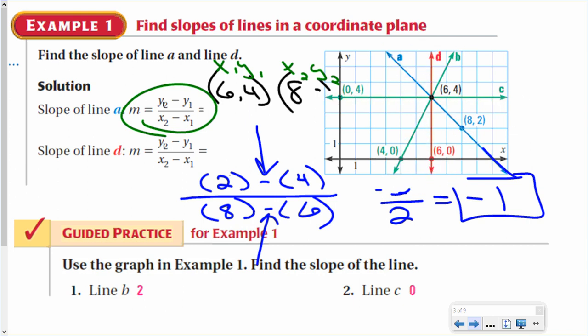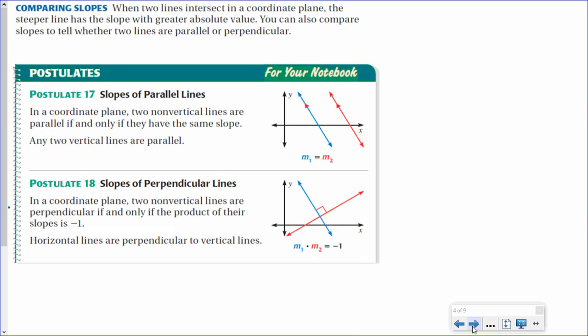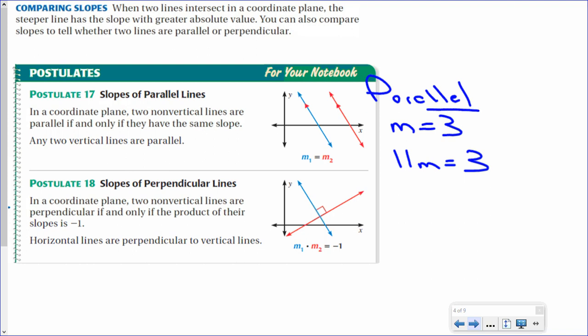Okay, so parallel and perpendicular lines. Here's what's important to know. Parallel lines have the exact same slope. So let's say that your m is 3. A line that has a parallel slope would also be 3. That's what I would put into your notes right here. Give it a heading of parallel. Parallel slopes are the same, versus perpendicular slopes.